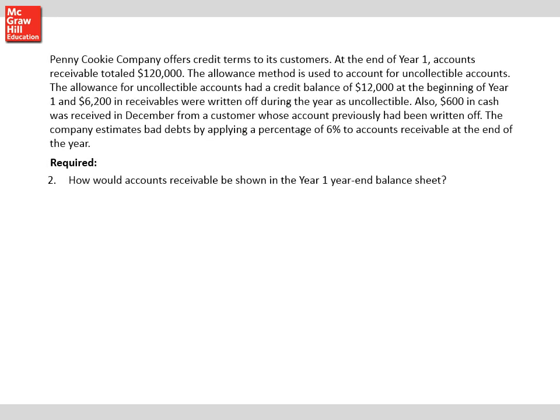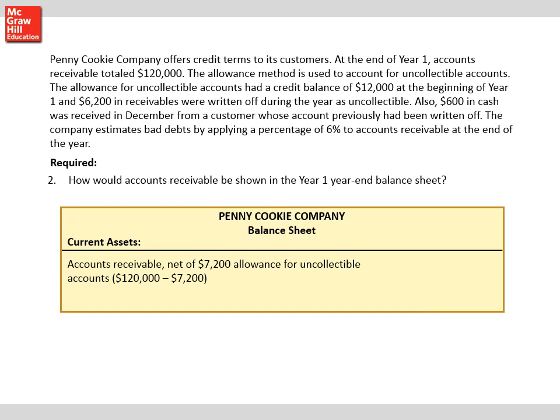How will accounts receivable be shown? Well, the current balance in accounts receivable is $120,000. We'll subtract the new balance in the allowance for uncollectible accounts. So the reality balance, the net realizable value, $112,800.